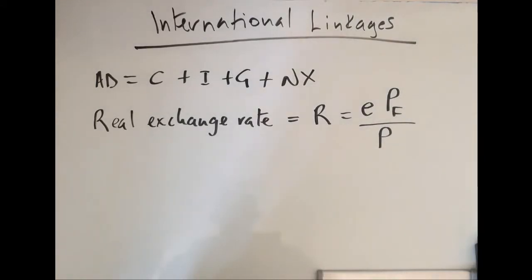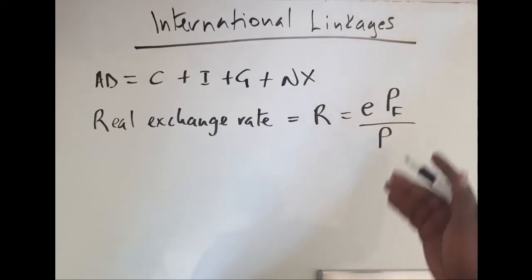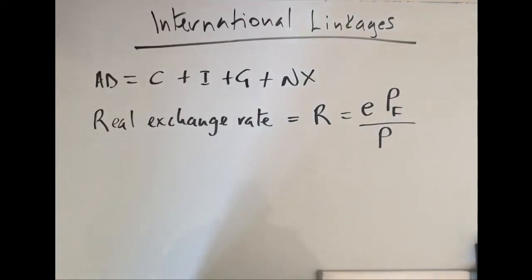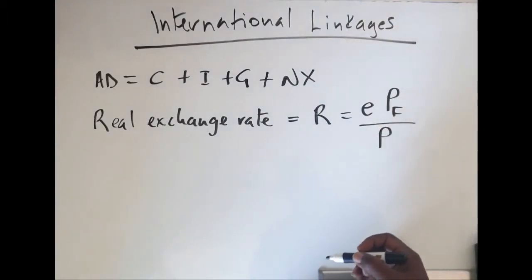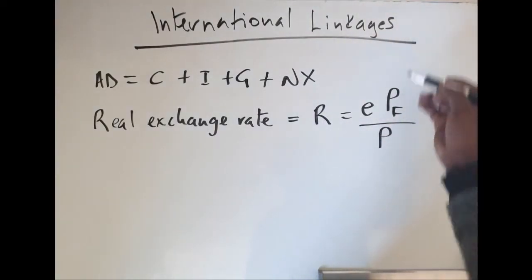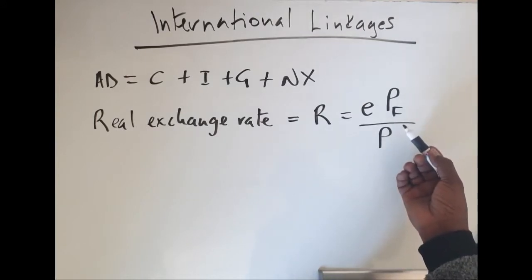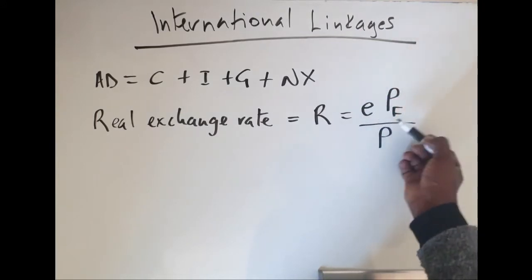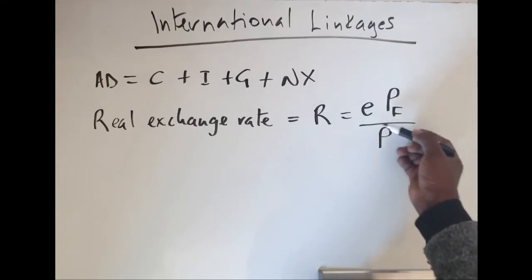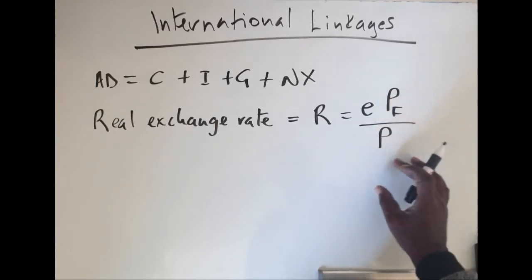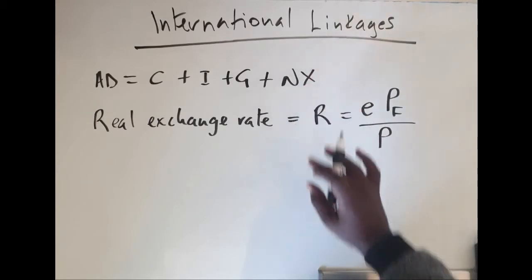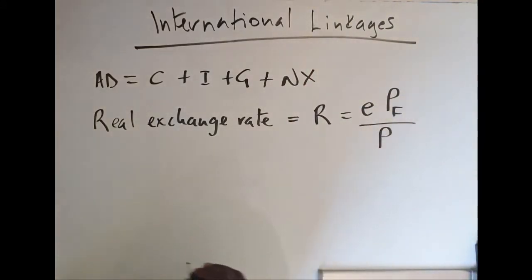Now, when you look at this real exchange rate, it is looking at the valuation of foreign produced goods relative to the valuation of our domestic home produced goods. So when does R rise? If R rises, it means that foreign prices are rising, so foreign produced goods are becoming more expensive when compared to domestic produced goods. In such a scenario, R will rise, and it is termed a real depreciation.